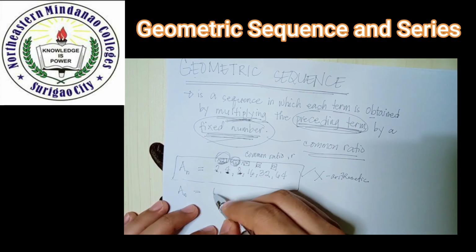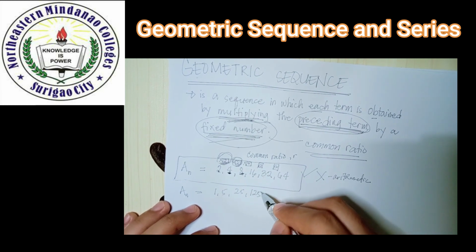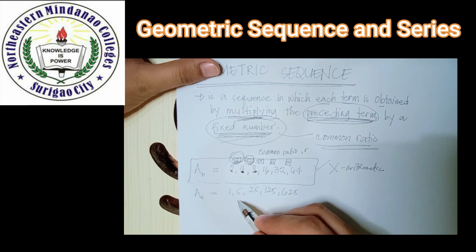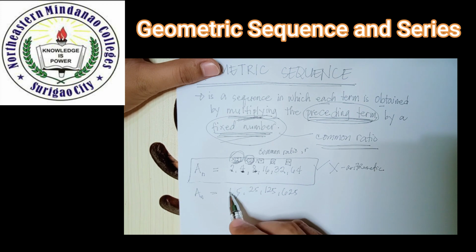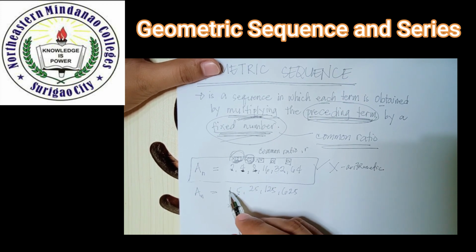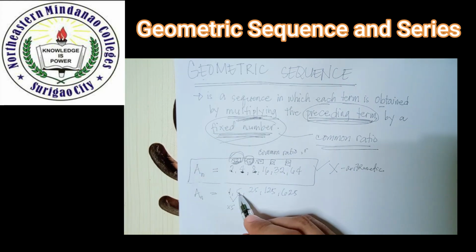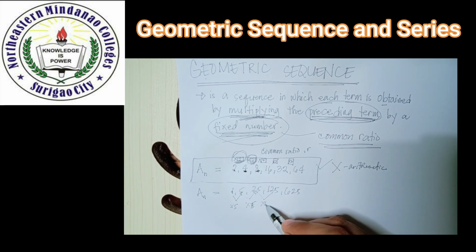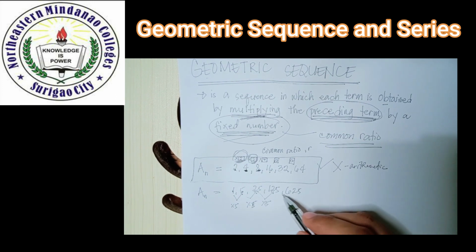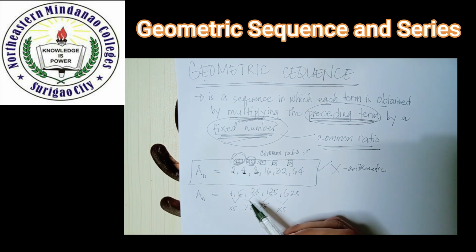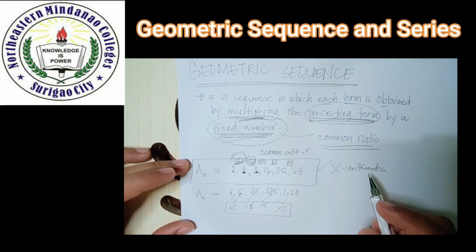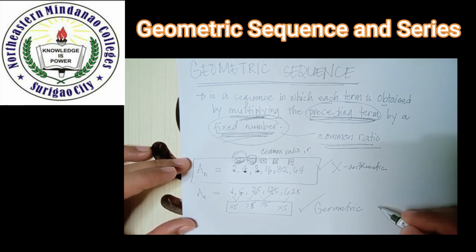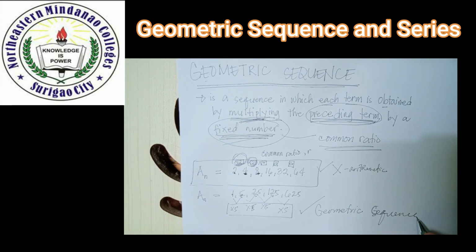If we have 1, 5, 25, 125, 625, is this a geometric sequence? What is the fixed number that we multiply to 1 to get 5? Obviously, 5. So, 1 times 5 is 5, 5 times 5 is 25, 25 times 5 is 125, and 125 times 5 is 625. Therefore, each term is being multiplied by a fixed number, and that is 5. So, it is geometric, not arithmetic.